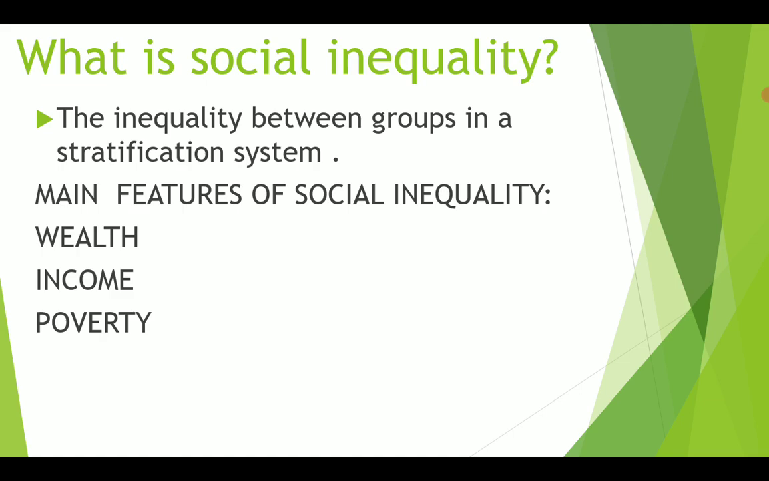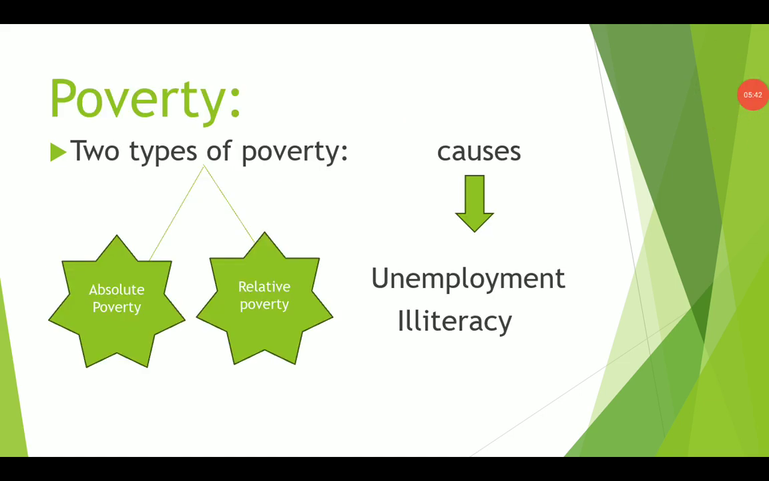What is poverty? There are two types of poverty. First is absolute poverty and second is relative poverty. Absolute poverty is when you cannot afford the basic necessities of life, which is food, water, shelter, clothes. When you are absolutely poor, you have nothing. So this is called absolute poverty.